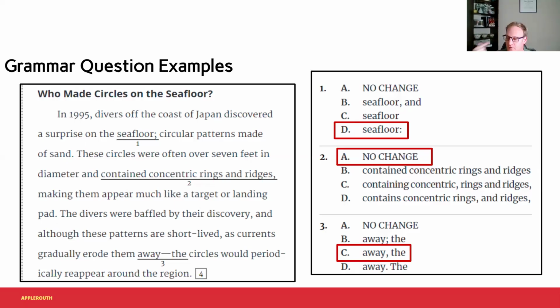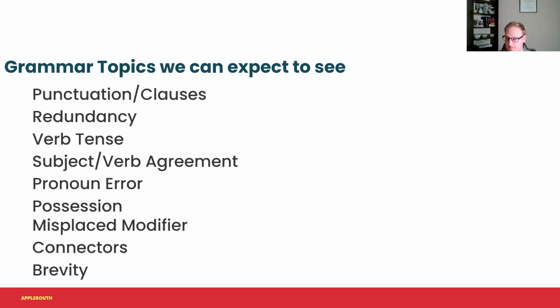If you do these over and over and get the rules down, it becomes second nature. But the problem with English is the curve is rough. So out of the 45, 50 questions, you've got to nail almost all of them to get a really good score. So these were all punctuation and clauses questions. That's the most common thing you'll see. Here are the other things you can expect to see.